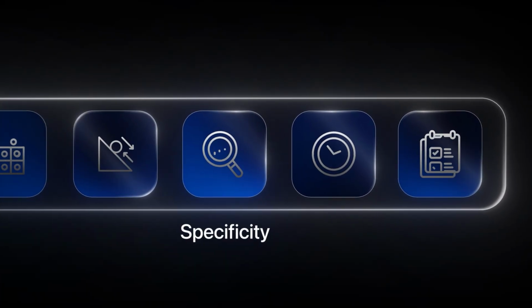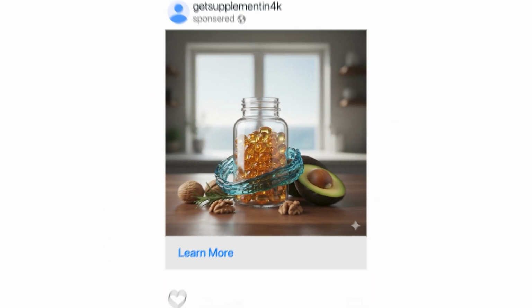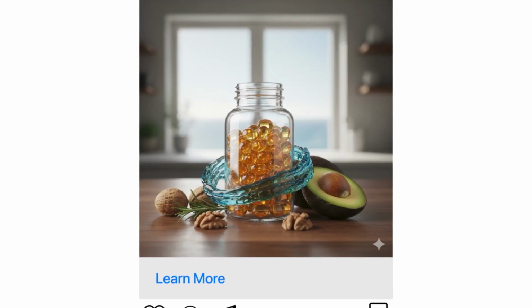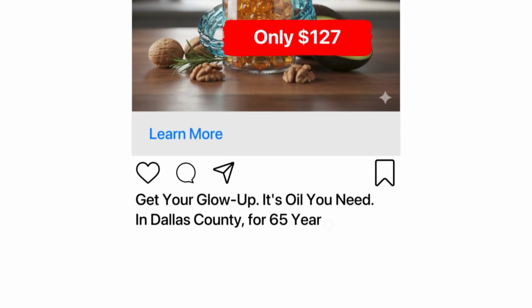Element 3 is specificity. Vague ads attract vague leads. If your ad says affordable insurance, you'll get calls from people asking, what the hell does affordable mean? If your ad says Medicare Supplement G for $127 a month in Dallas County for 65-year-olds, you'll get calls from exactly that person. They already know what they want, and they're calling to enroll, not to shop around.